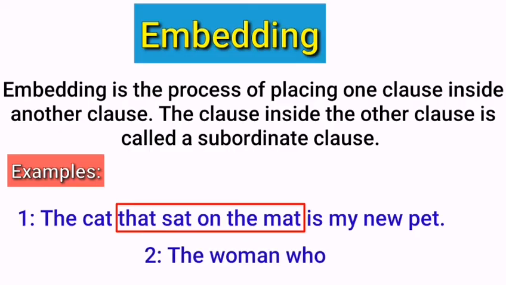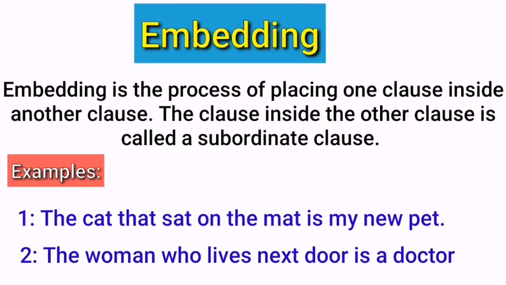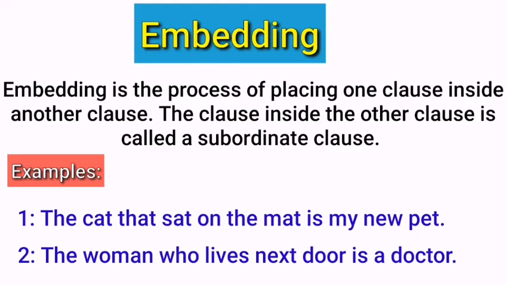The woman who lives next door is a doctor. Again, the group of words "who lives next door" is a subordinate clause and it is put inside of the independent clause. So, that is why it is called embedding in linguistics. Basically, in embedding two clauses are also involved but they are not connected with the help of coordinate conjunctions, rather they are embedded inside the sentence.